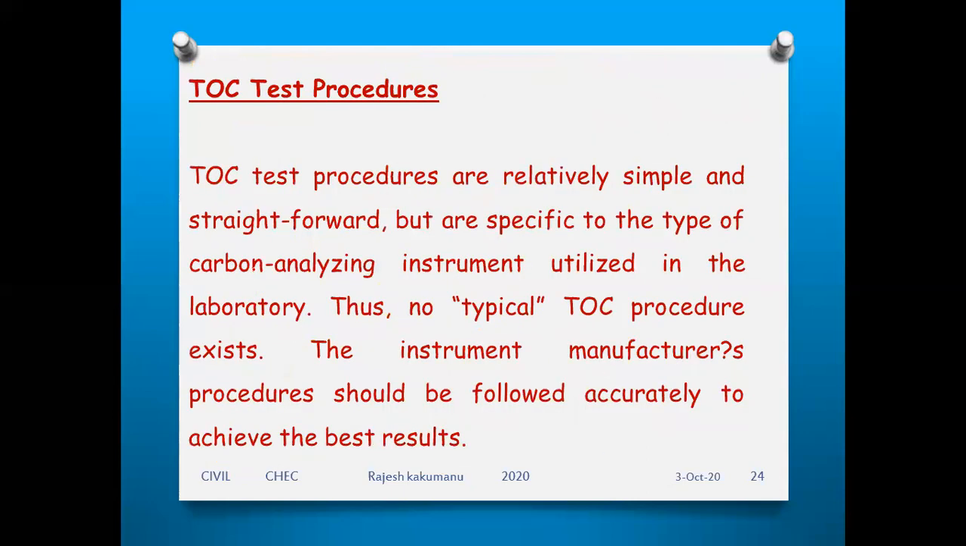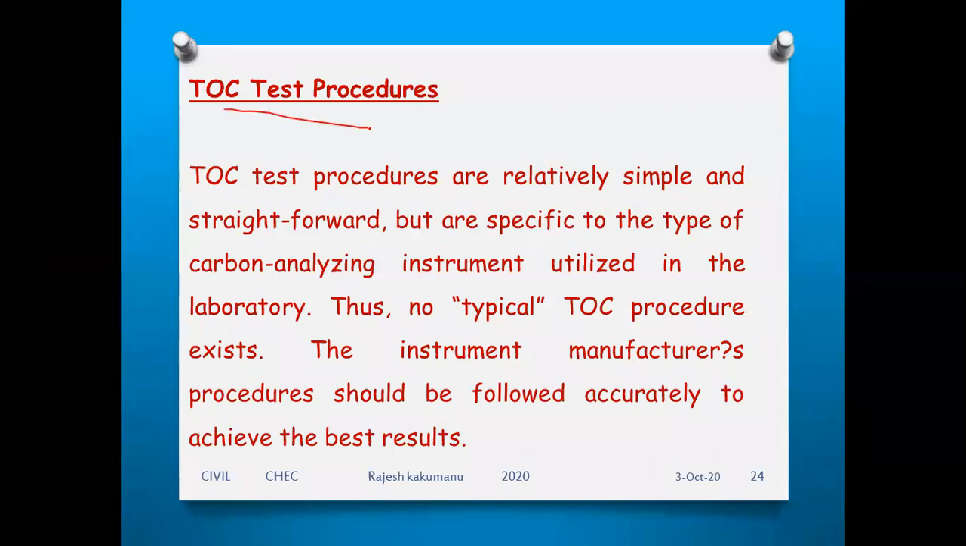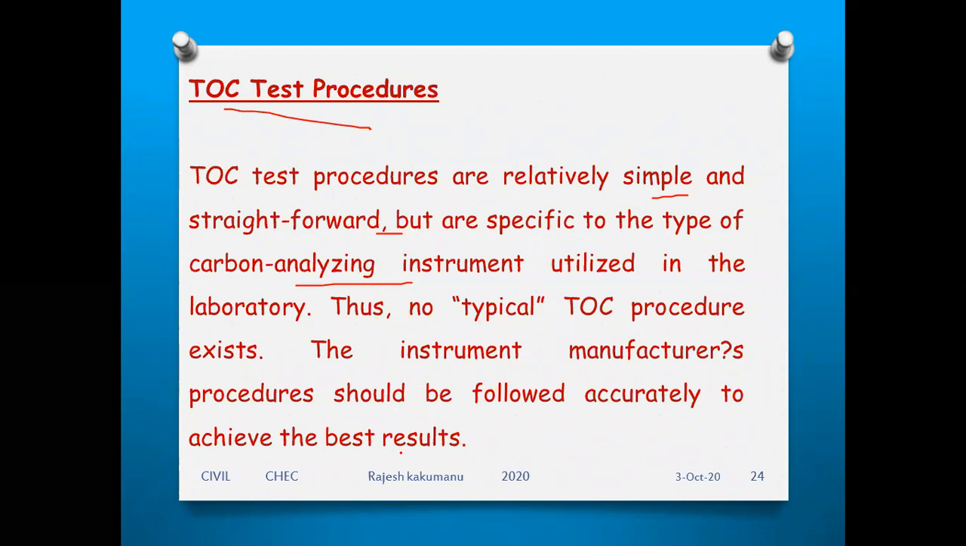Then what are the testing procedures for TOC? The TOC procedures are relatively very simple and straightforward, but are specific to the type of carbon analyzing instrument utilized in the laboratory. Thus, no typical TOC procedure exists. The instrument manufacturer procedures should be followed accurately to achieve the best results. So what is the procedure here? Whatever the manufacturer gives in the label or in the specifications, we have to follow those procedures in order to get accurate results.